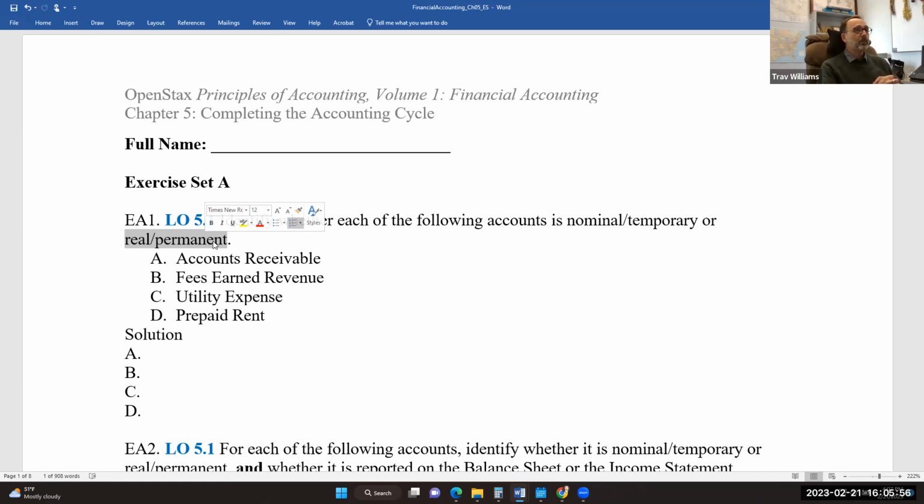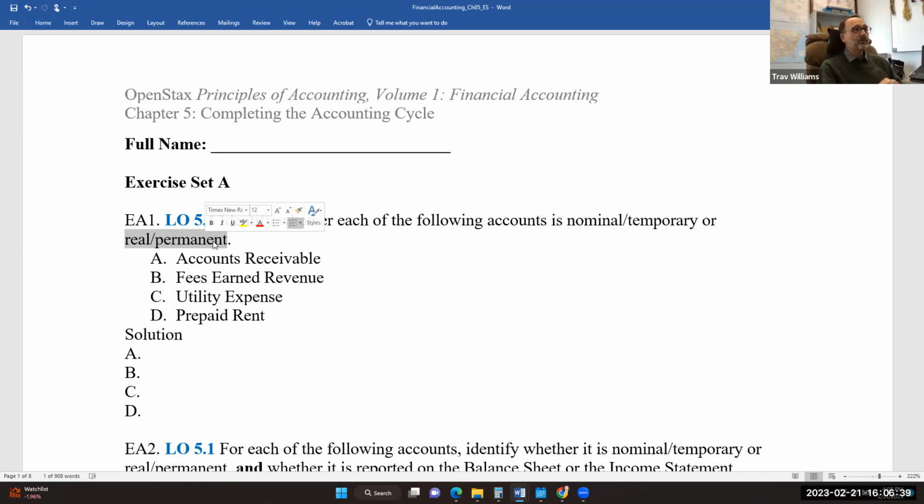It's pretty easy to remember which are which. Temporary accounts are revenue, expenses, and dividends. There's also a new account we're going to learn about called income summary. That's also temporary. But that's it: revenue, expenses, dividends, and income summary. There can be some others, but those are the only ones we're going to see in this chapter. All other accounts we're going to see in this chapter are permanent.